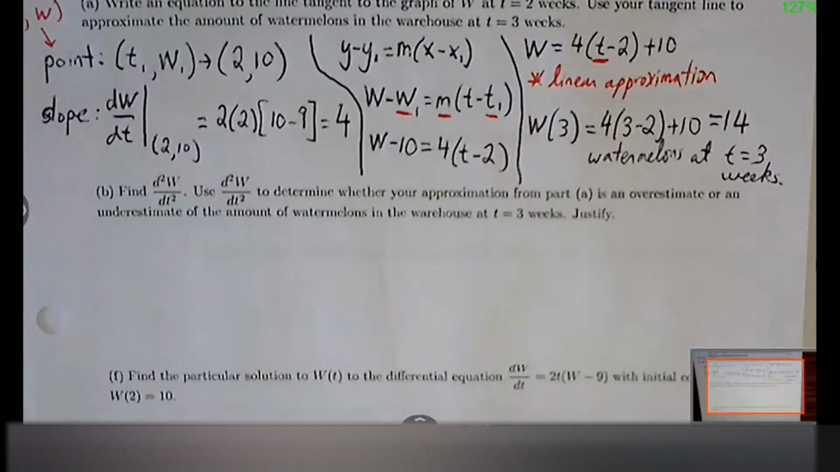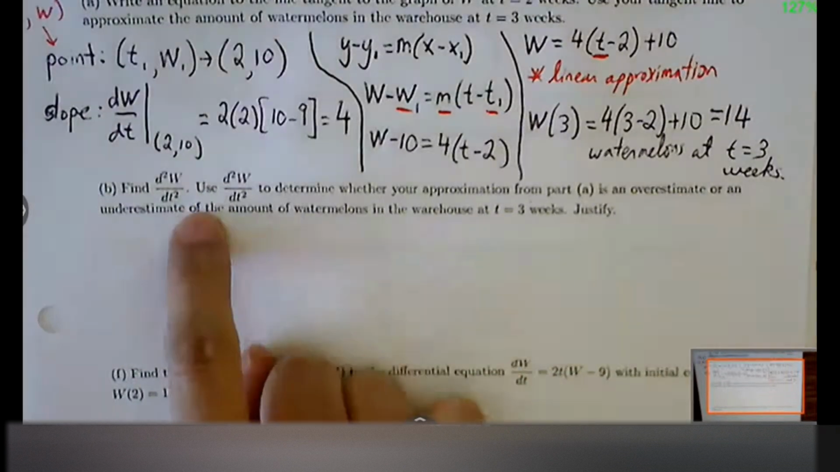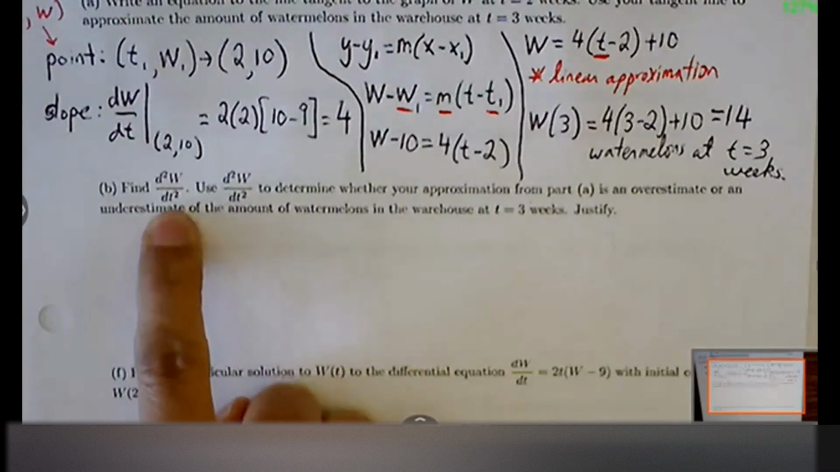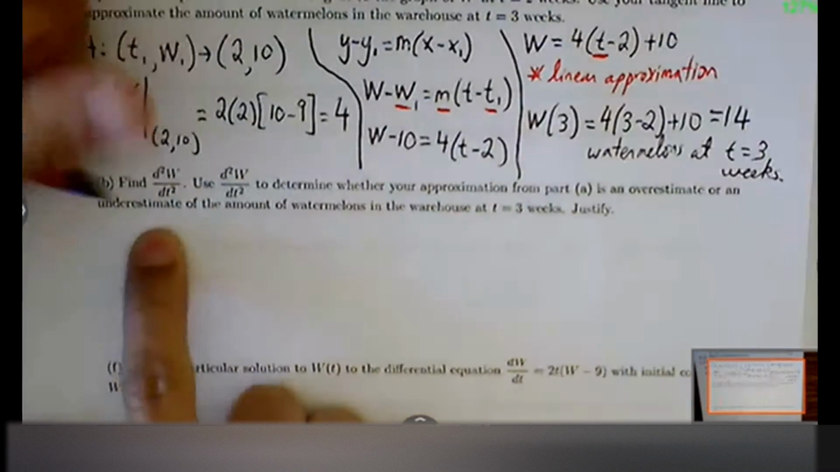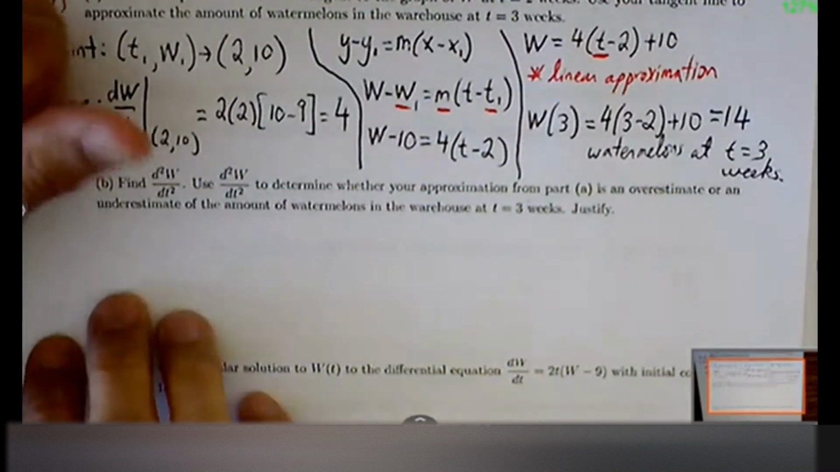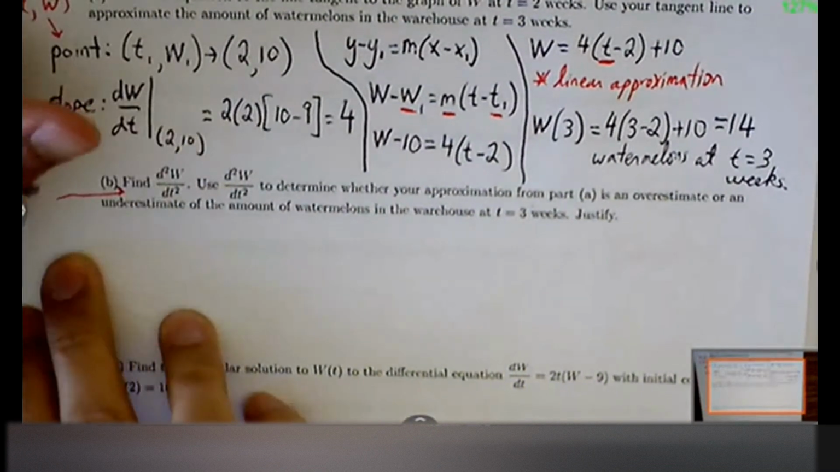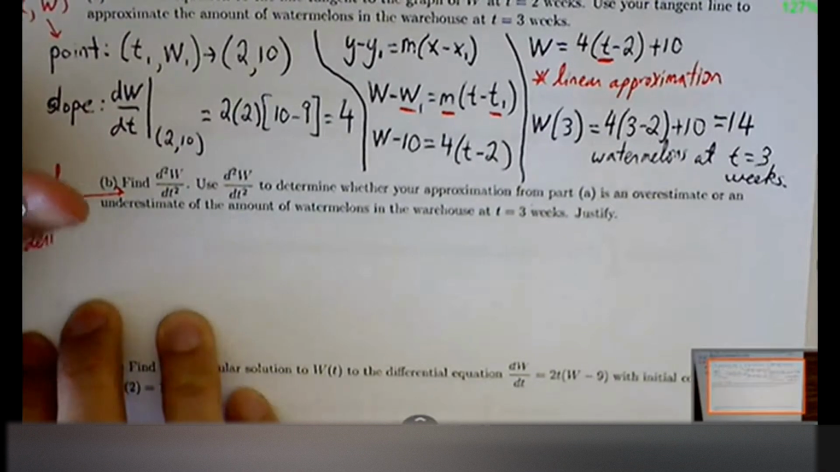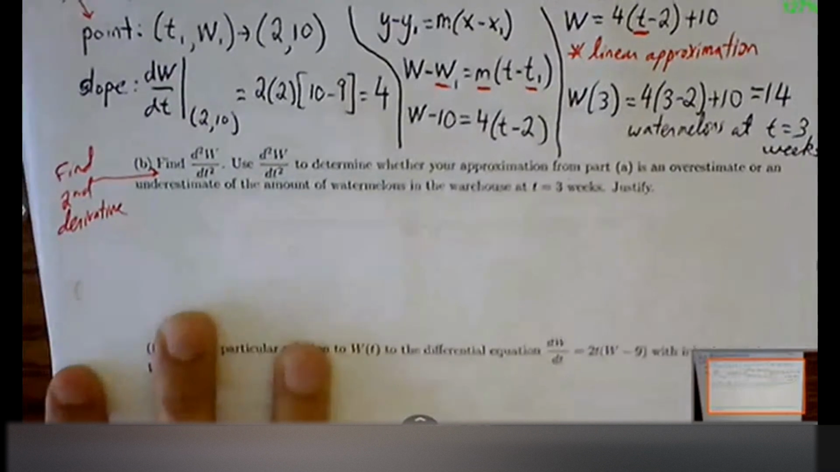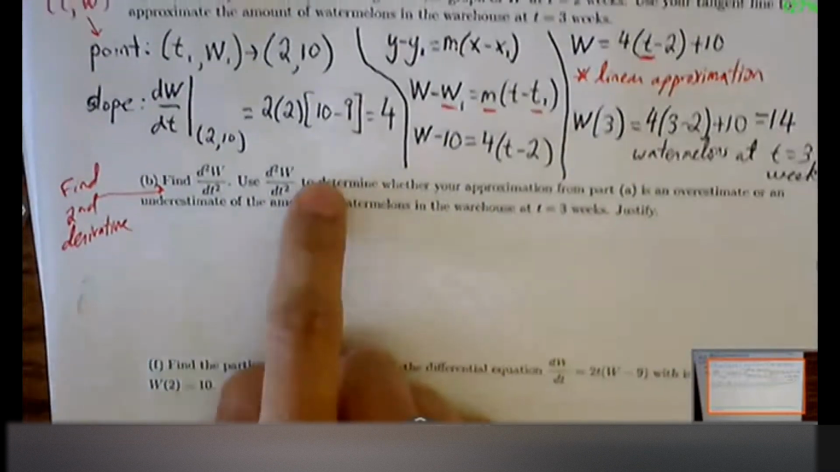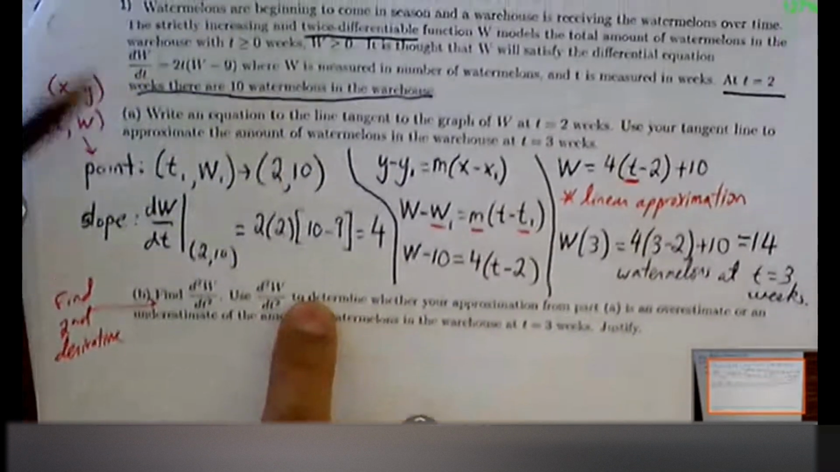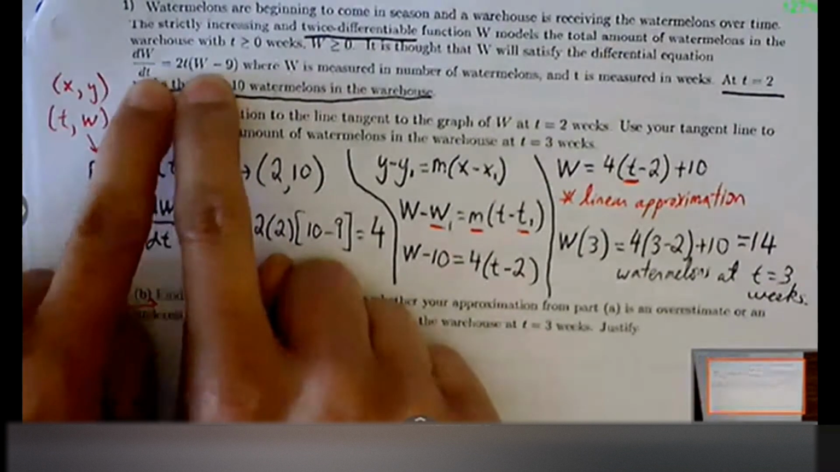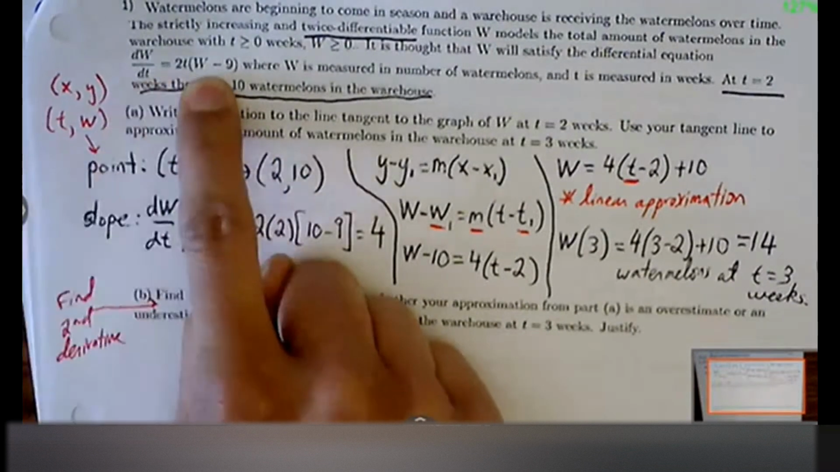Okay, any questions? Okay, let's look at part B. Find d2w over dt2. That's just a notation for second derivative. Okay, so to find the second derivative, we're going to first start with the first derivative, right? We're going to start with this dw dt and see if we can make our way to the second derivative.